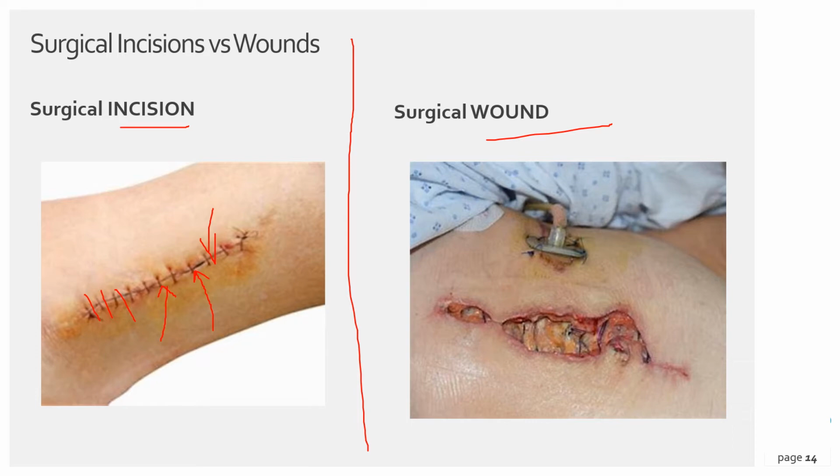However, if any part of it opened, like this did, we call that dehiscence, now it's become a wound and it gets treated very differently. So there's a big distinction between incisions and wounds.